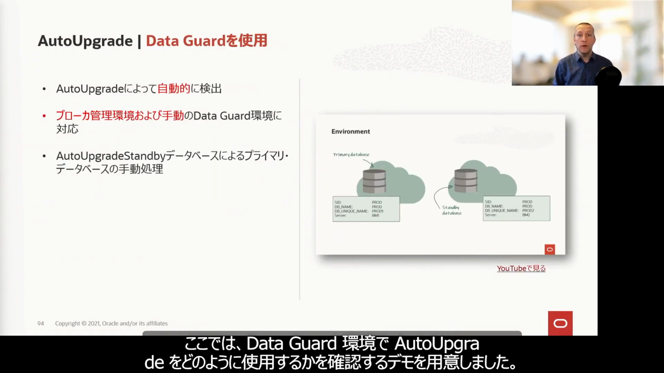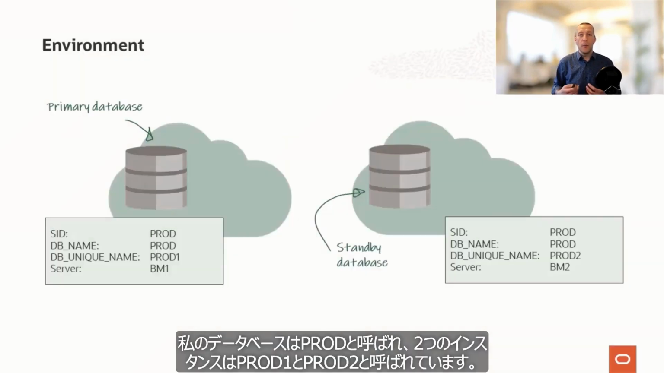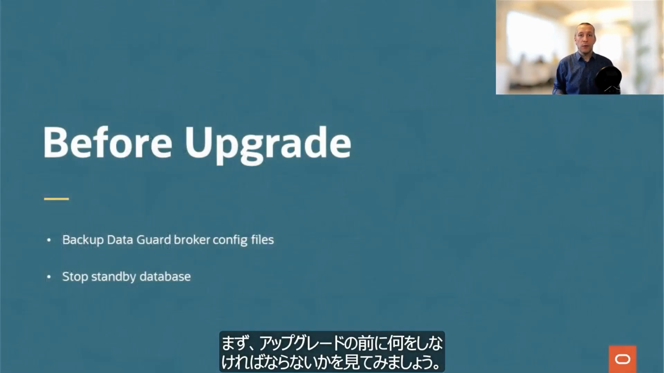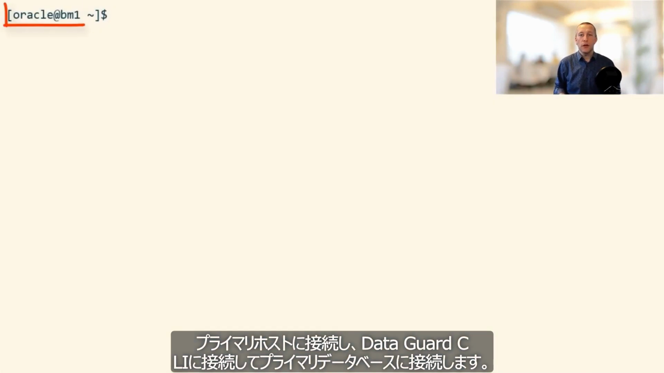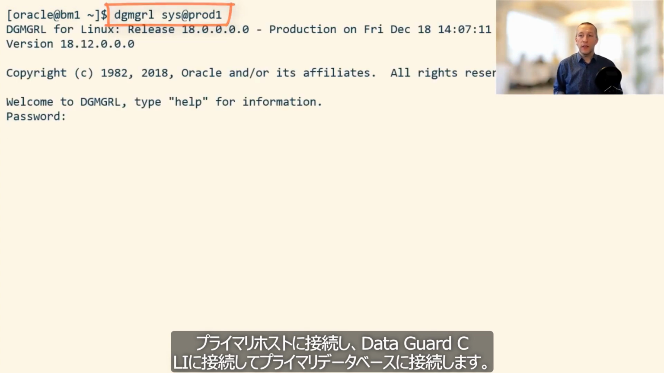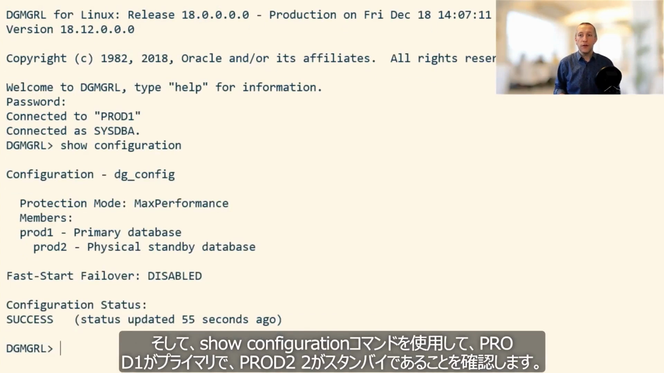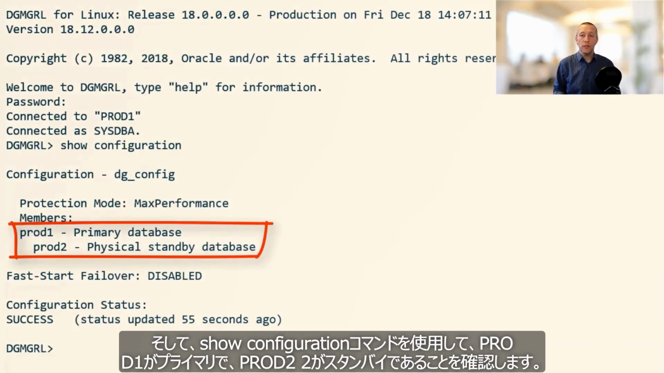I've prepared a demo where we can see how you can use AutoUpgrade on a DataGuard environment. My database is called prod, and the two instances are called prod1 and prod2. First, let's see what we have to do before the upgrade. I'm connected to the primary host. I connect with DataGuard CLI to the primary database, and I use the show configuration command to see that prod1 is my primary, prod2 is my standby.